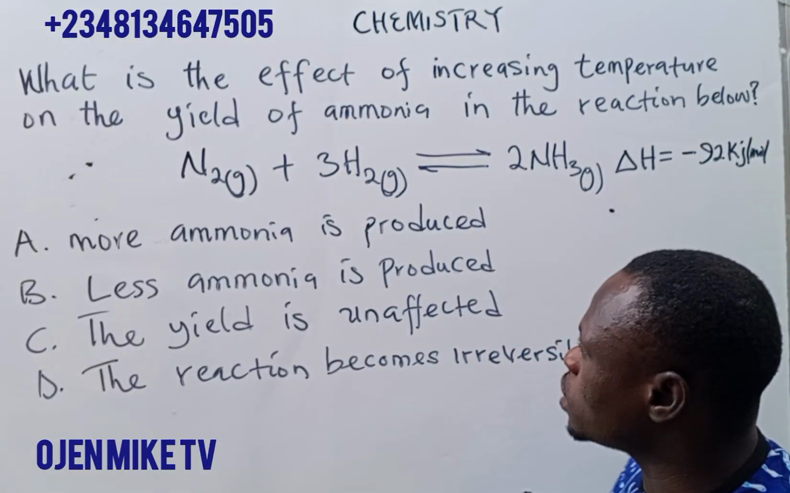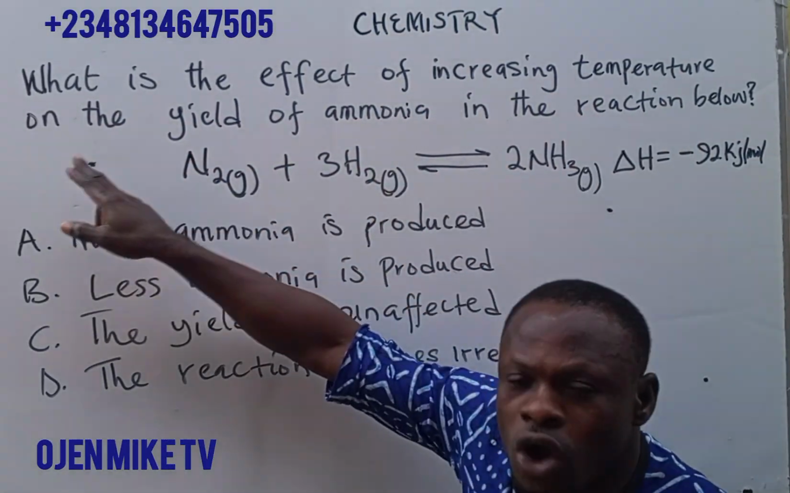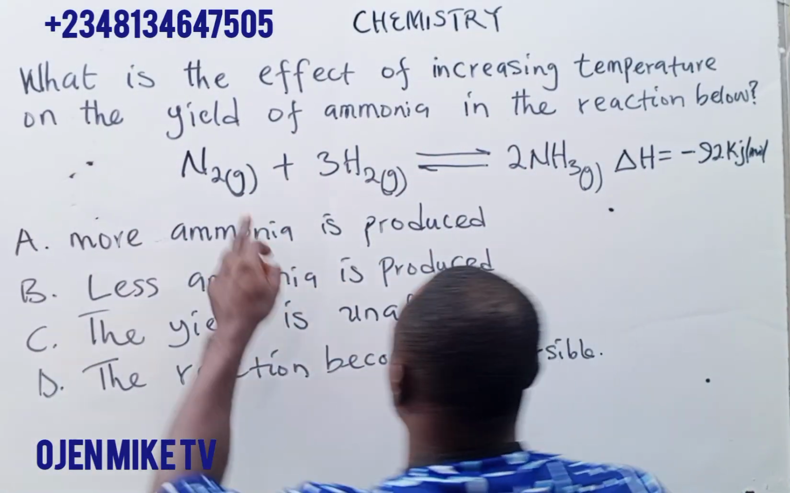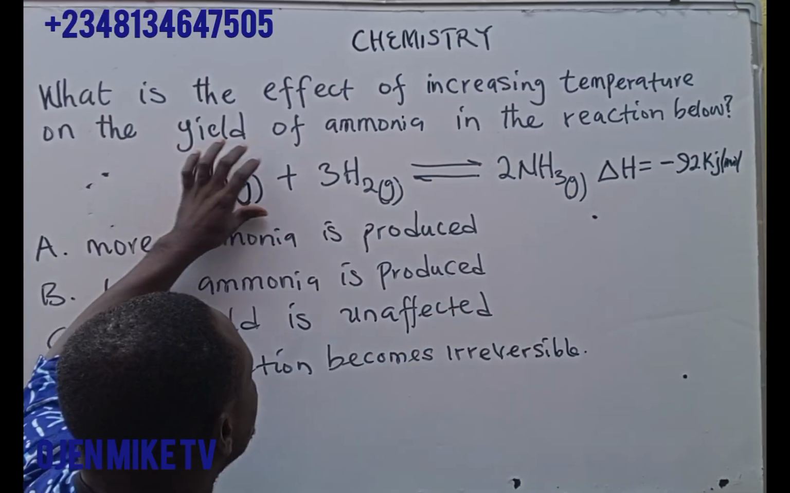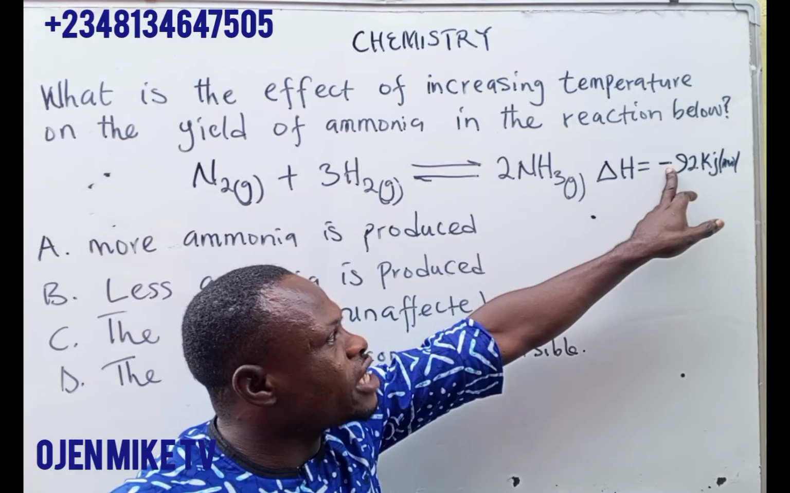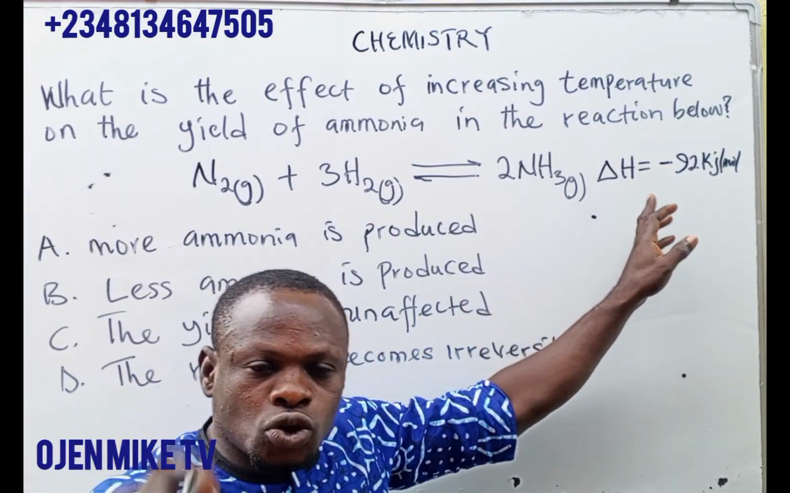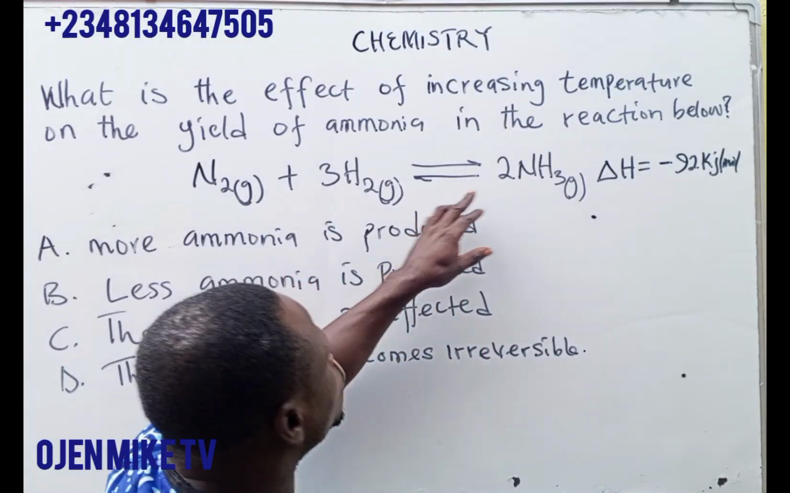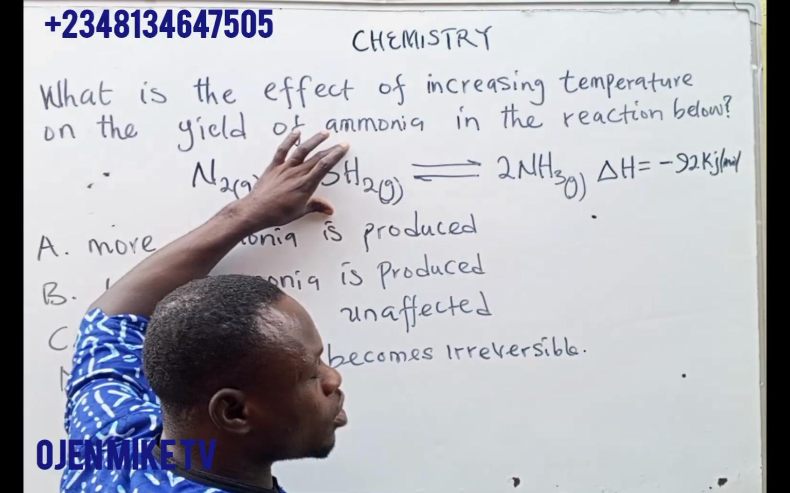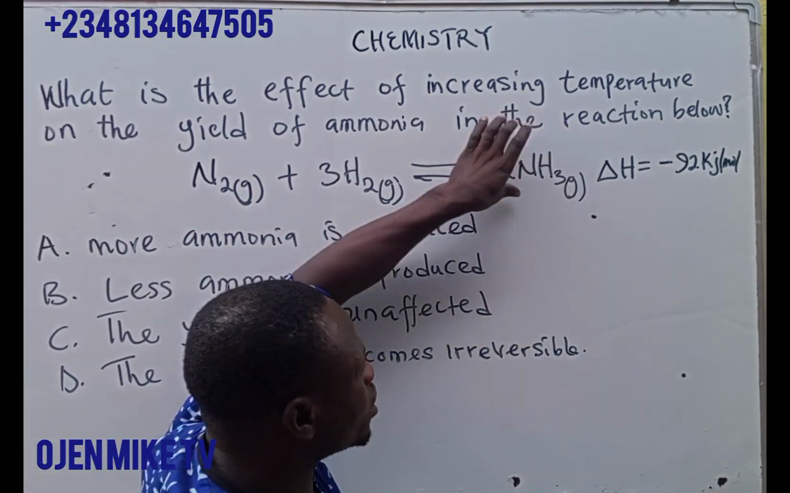Now let's take a quick look at this question. In this question, we ask, what is the effect of increasing temperature on the yield of ammonia in the reaction below? Look at the reaction here. Now, this is a typical exothermic reaction. Exothermic because the enthalpy change here is negative. And in an exothermic reaction, anytime temperature is increased, the reaction favors the backward reaction. This side is favored. But by the time you decrease the temperature, the reaction favors the forward reaction. Do you get that?